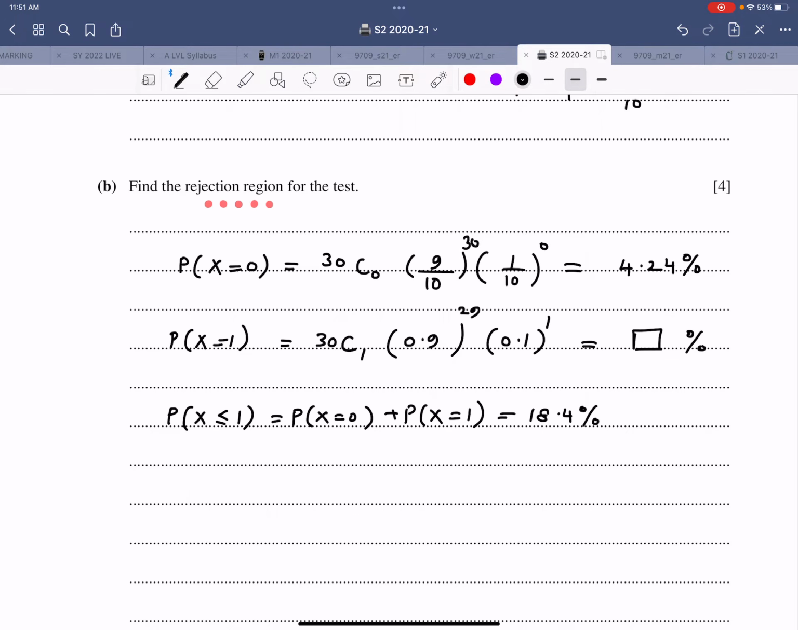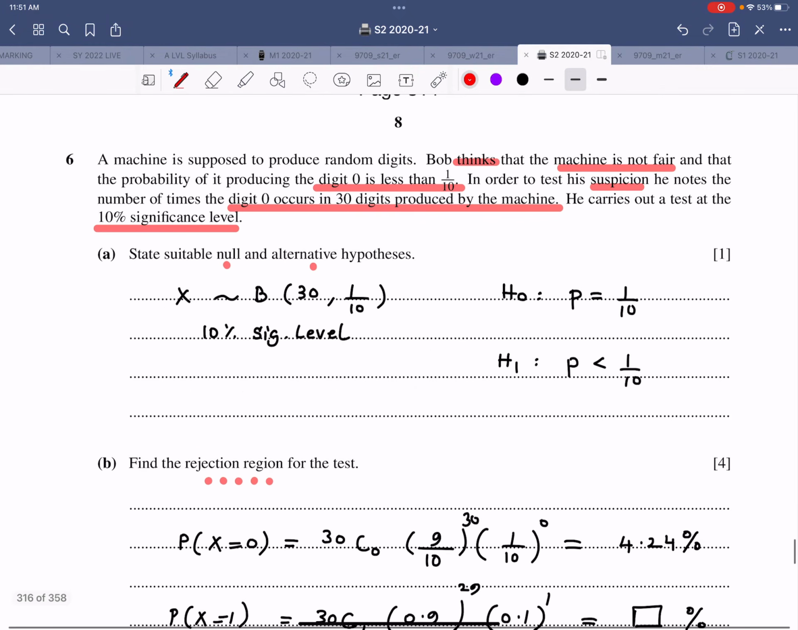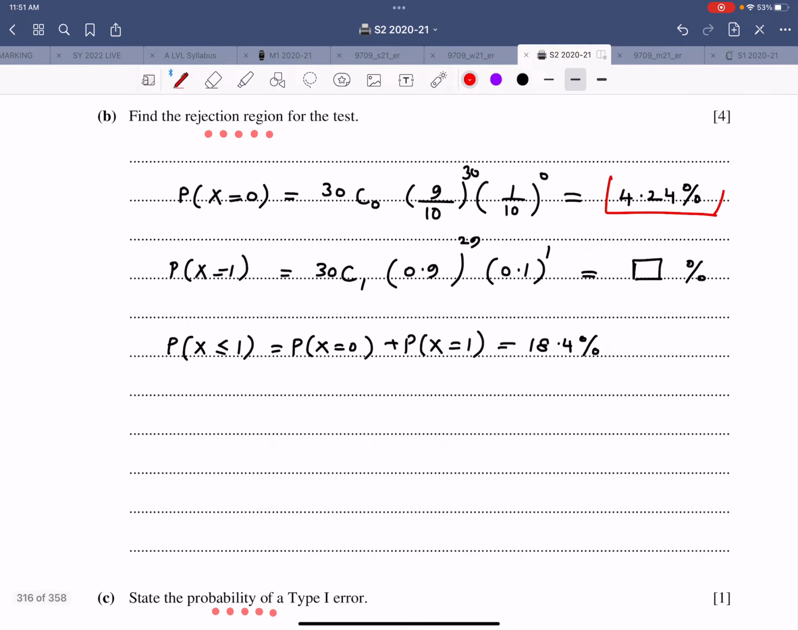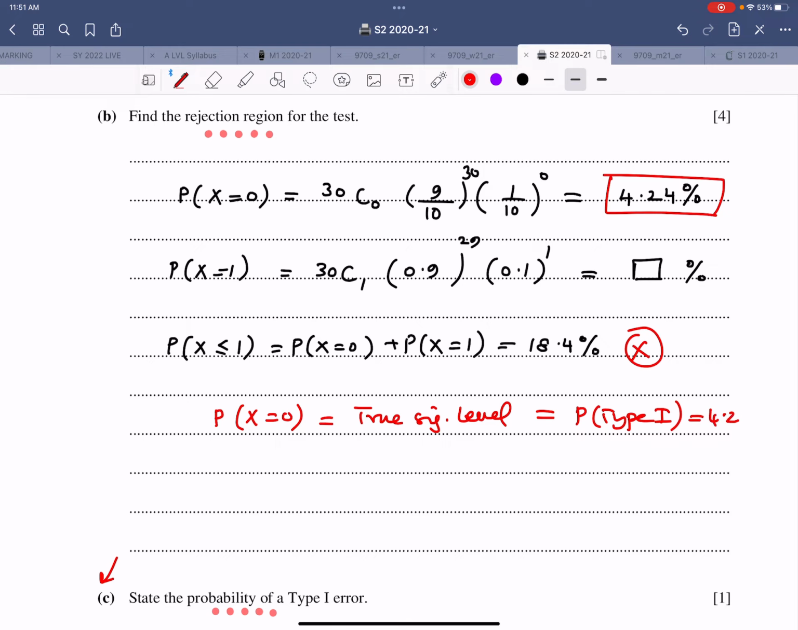That means our significance level is 10%. So this fits inside 10%. This does not. Therefore, your critical region is probability X equals 0. That is the true significance level. That is the answer of part C also. That is the probability of type 1 error, which is 4.24%.